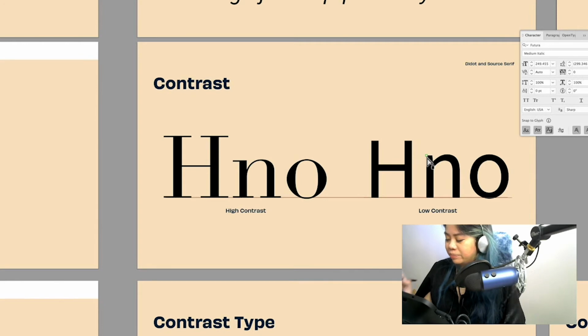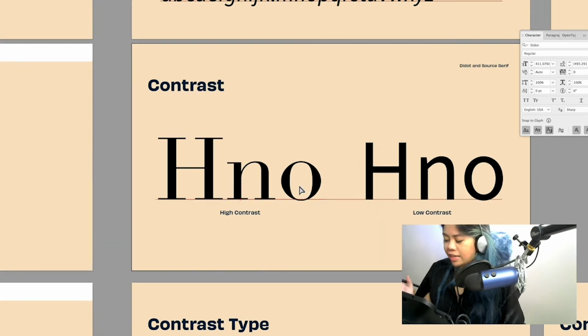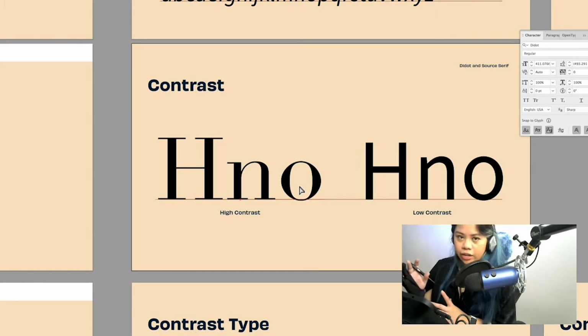Like this Didot, where the thins and the thicks vary very much between each other. They're very thin, just like the hairlines, and the strokes are very thick. So there's a lot of difference between the width of the thin strokes and the thick strokes.